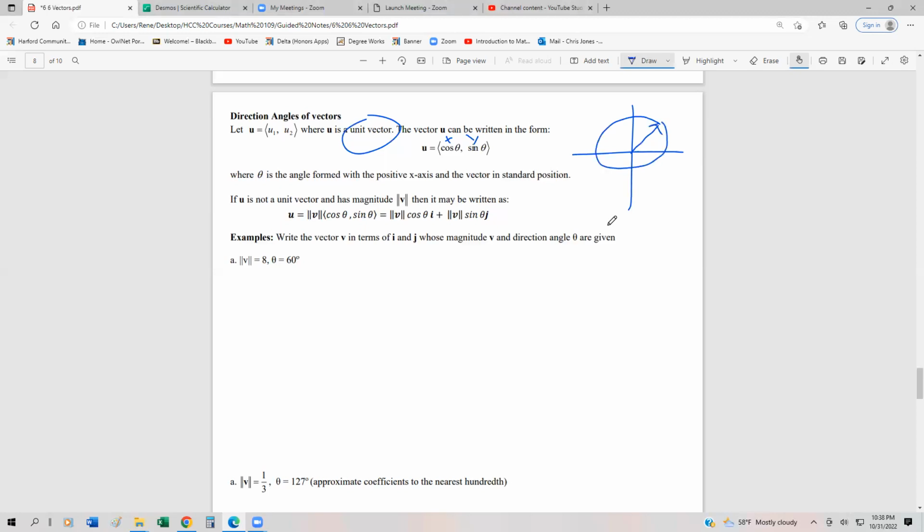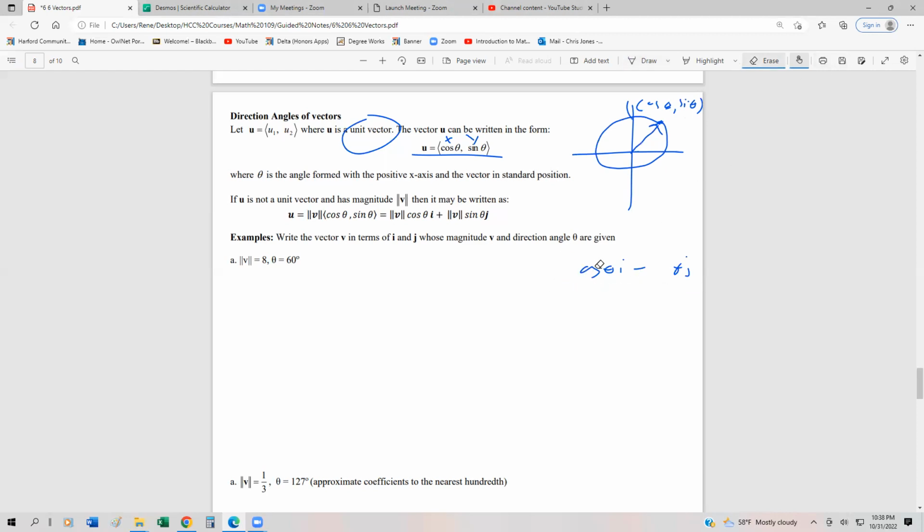And so if this is the terminal point, then remember that's the cos of theta, sine of theta, and it has magnitude 1. And so if I really wanted to, I could write it like this, or that would be the same thing as cos theta i plus sine theta j if I wanted to write it as a linear combination.